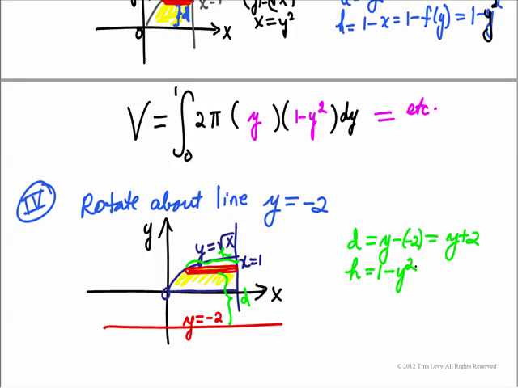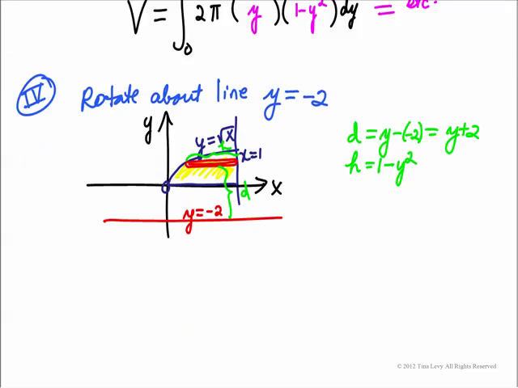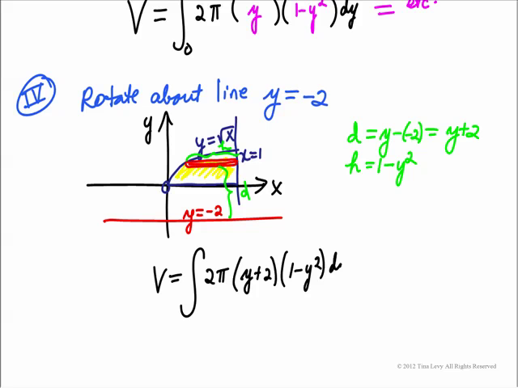Finishing this, we get that the volume is the integral of 2 pi, the distance from the axis is y plus 2, the length of the rectangle is 1 minus y squared, dy. And of course from 0, and because the point was 1, 1, it went from 0 to 1. And of course we can finish this.